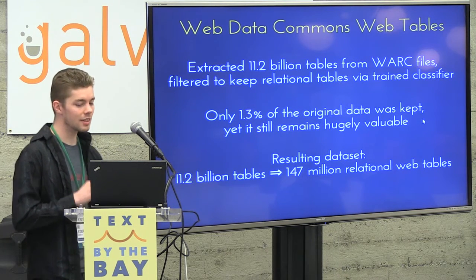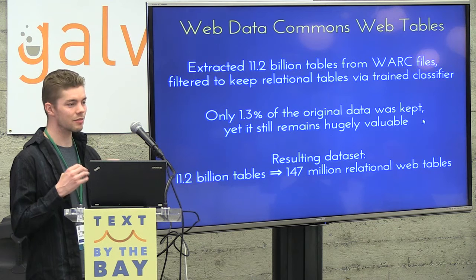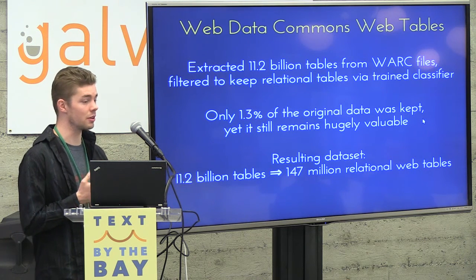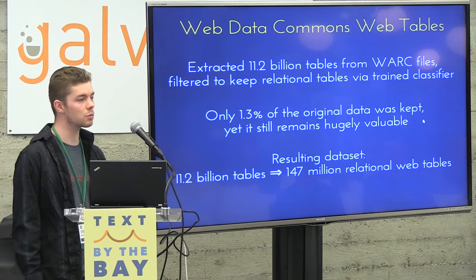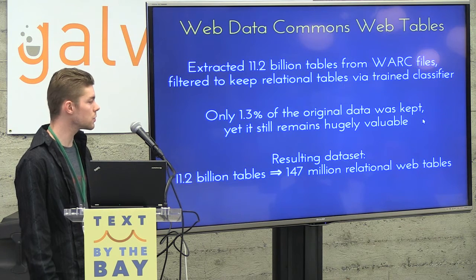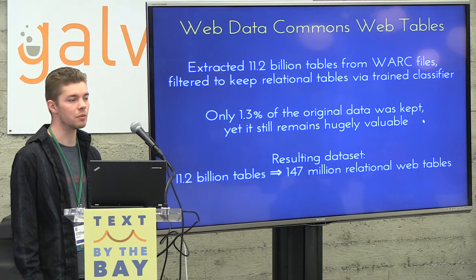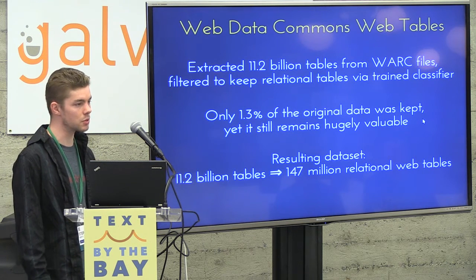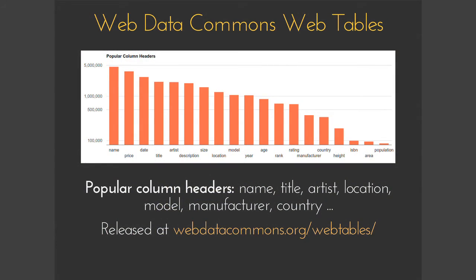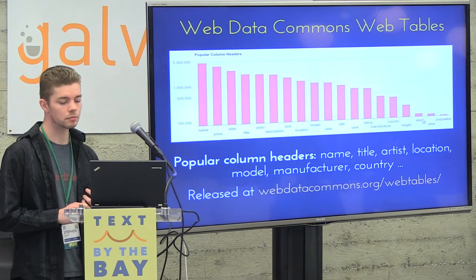And the idea then was that they had very, very high precision on this trained classifier, very, very low recall. Even though they only kept 1.3% of the original data, they still had a hugely useful corpus at hand of 147 million relational web tables. And they ended up releasing this again, like all the previous work, for anyone to use and anyone to download. It was about, I think, a gigabyte in size, so really quite a small amount of data in the end.